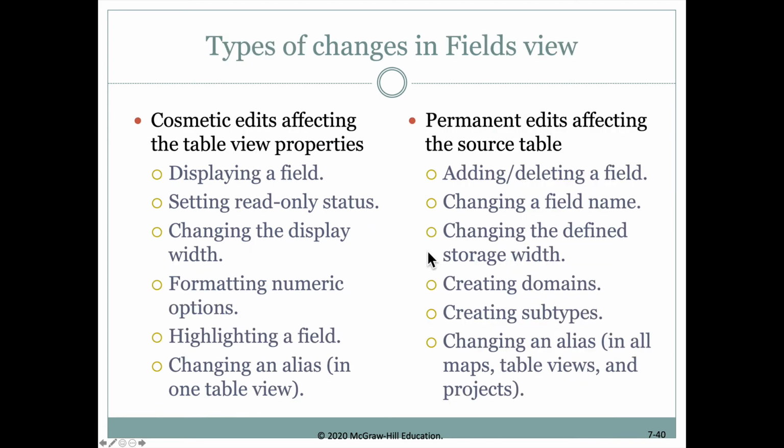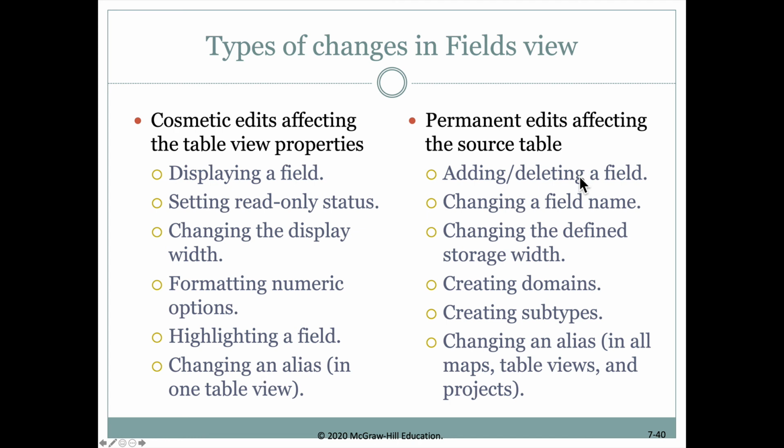So some of the types of changes in the field view include both cosmetic and permanent edits. The cosmetic edits would be like what fields are being displayed. You can set a read-only status. You can change the display width. You can format numeric options. You can highlight a field, or you can change an alias. But once again, those are not that important because they're not making permanent changes to your attribute table.